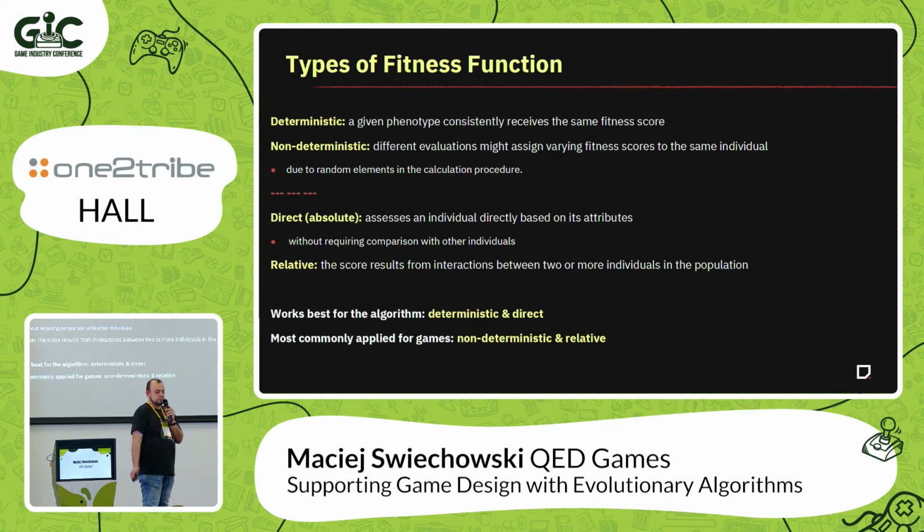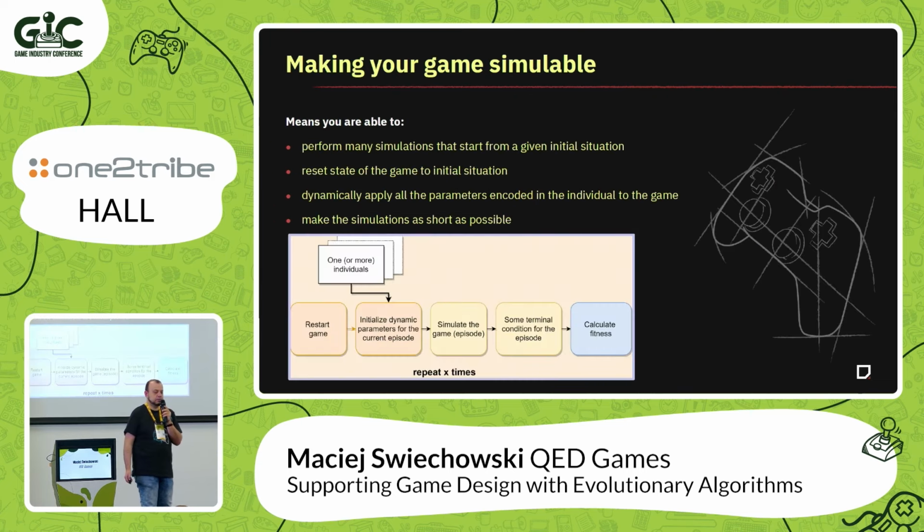And it can also be direct. So based on the parameters, we can already tell what the fitness is, or relative. For example, we need to make two sets of parameters fight against each other, and then assign the fitness. So it's not directly computable, and it's best when the fitness function is deterministic and direct. So we need to run only once per set of parameters, but usually in practice it's non-deterministic and relative, unfortunately. It will be clear in a moment.